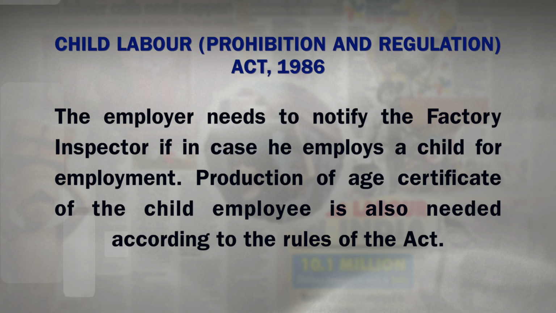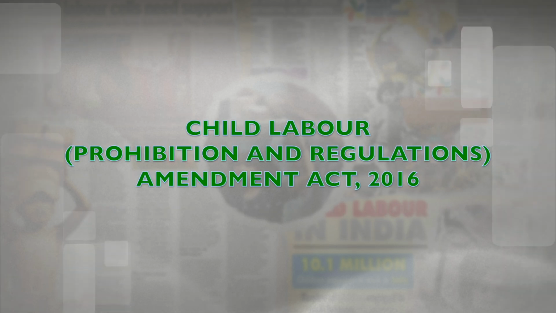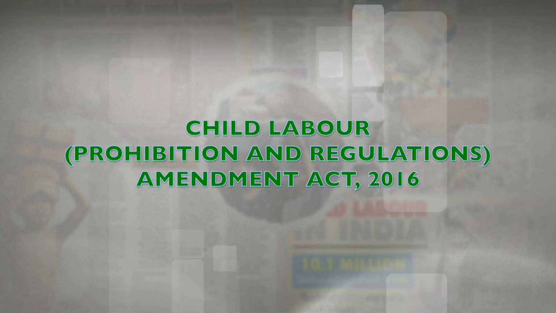The employer needs to notify the factory inspector if he employs a child for employment. Production of a certificate of the child employee is also needed according to the rules of this Act. Coming to the Child Labour Prohibition and Regulation Amendment Act of the year 2016. The Act was amended in 2016 and some new provisions were brought in.